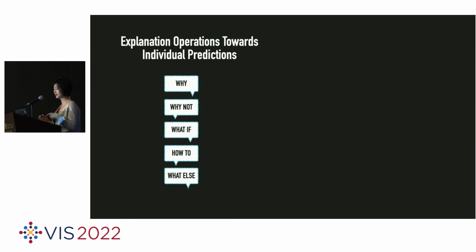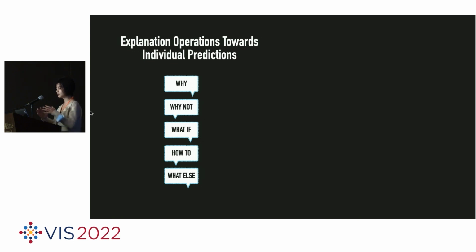Why means why a prediction is made, and why not means why a certain prediction that the users believe should be made is not made. And what if means how a certain change to the input will influence the prediction. How to means the adjustment needed to generate a different prediction. And finally, what else means the users want to query some similar instances that generate similar predictions.